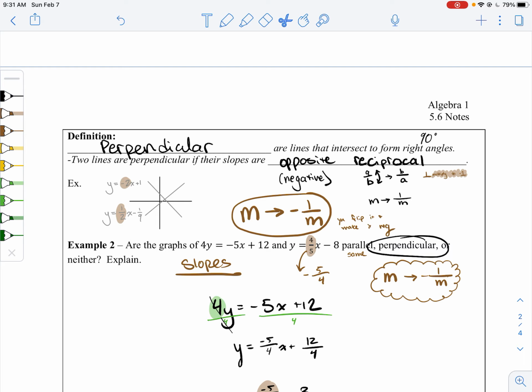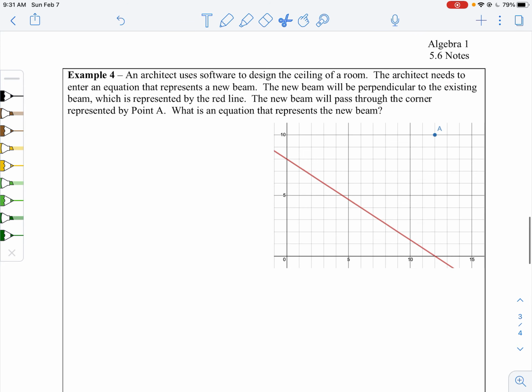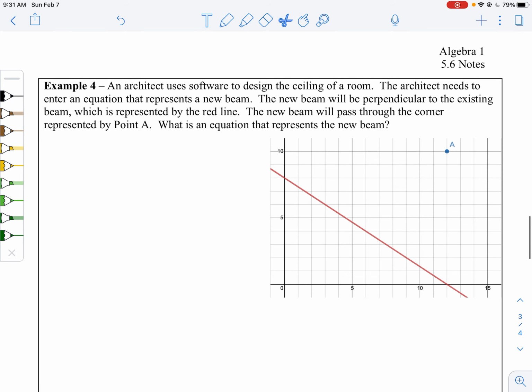Okay, that's great, but when are we going to use this in real life? Well, let me tell you. Let's say you're building a house, or a ceiling, or a playhouse for your children in your backyard, and you are now an architect. You're going to design the ceiling of a room. In your AutoCAD design program, you need to write an equation to represent your new beam.